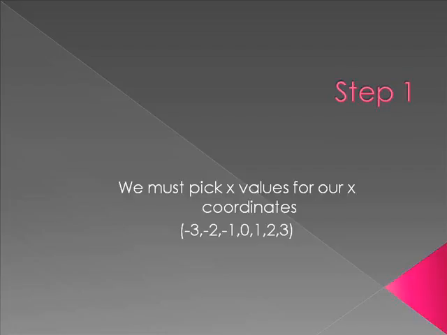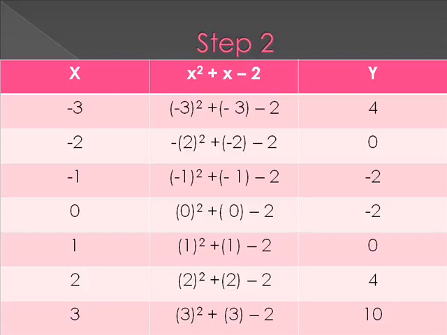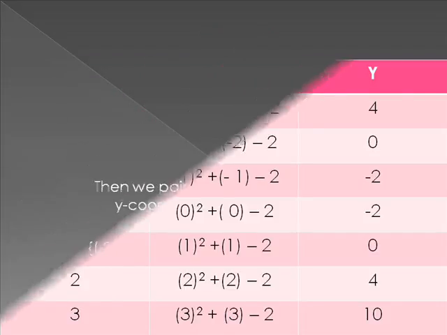Step 1, we pick our x values. And remember, we're going to go from -3 to +3. Now we're going to substitute those x values into our equation to determine the corresponding y values. Here you can see exactly what step 2 is referring to. We have the x values on the left. We plug them into the equation in the middle, and we see what the corresponding y values are. This will give us our x and y coordinates.